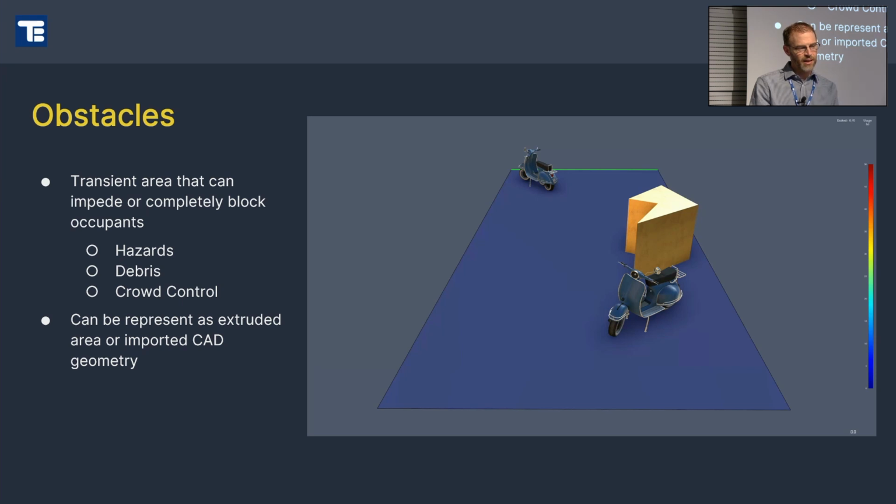But the idea of an obstacle is an area in the mesh that can change, come and go over time, but can either be a blockage or it can represent a slowdown. So it could be a hazard in the space, debris, it could just be crowd control devices.